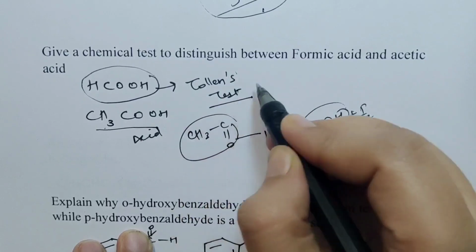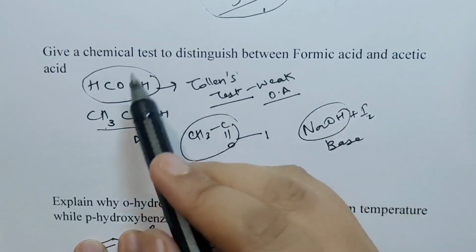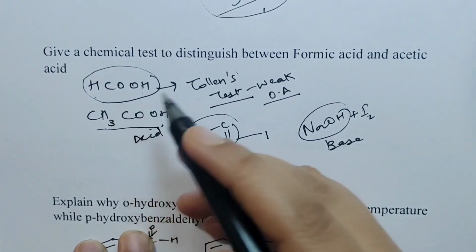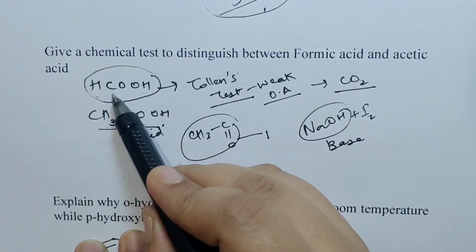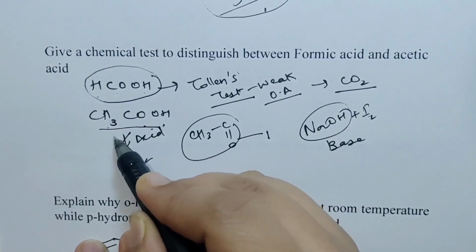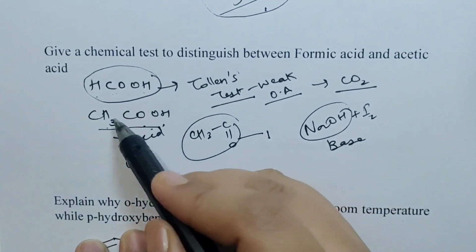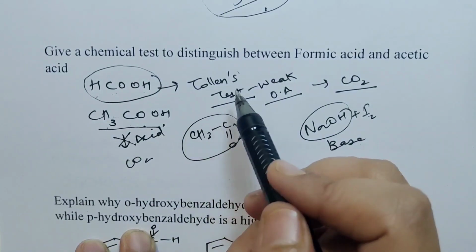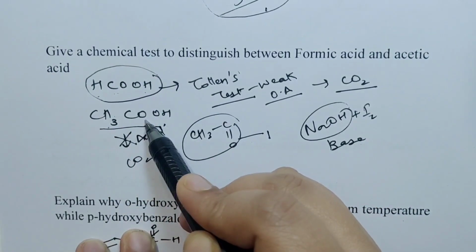Okay. Now Tollens is a weak oxidizing agent. So it can actually oxidize formic acid but not acetic acid, because oxidizing formic acid to CO2 is easy since it does not involve breaking up of any carbon-carbon bond. Acetic acid, if you want to oxidize to CO2, it's not easy, it's not possible by Tollens reagent because carbon-carbon bond cannot be broken by Tollens reagent. Tollens reagent is just not strong enough. Okay, therefore formic acid will give Tollens test, acetic acid won't.